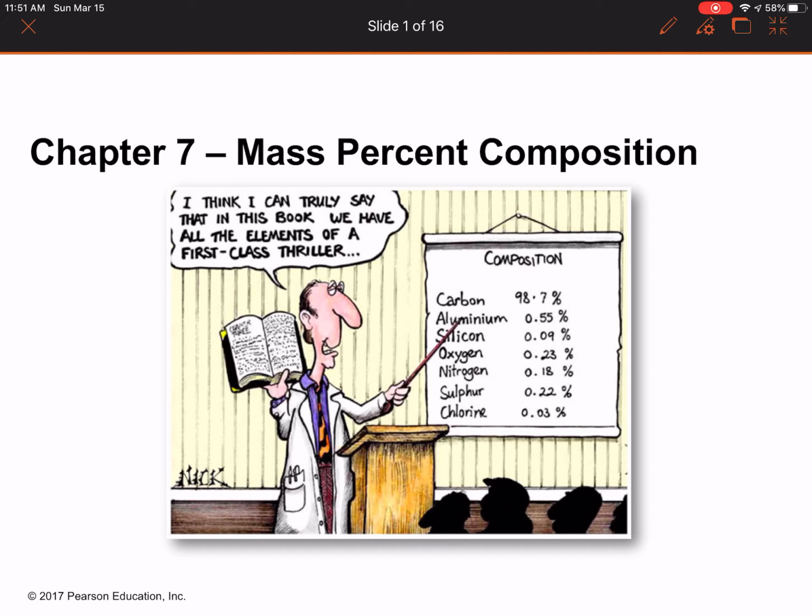So we're going to go through two different topics today. We're going to figure out how to get from grams of a compound to grams of a single element. And then we're also going to learn how to figure out the mass percent composition of each element in a compound. So kind of two different topics today.